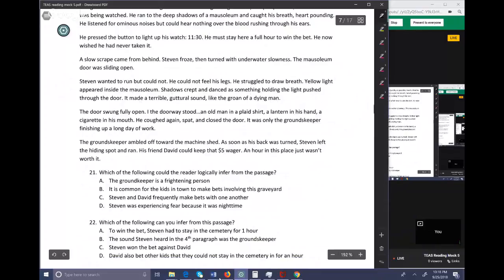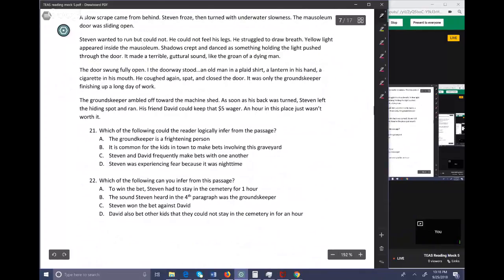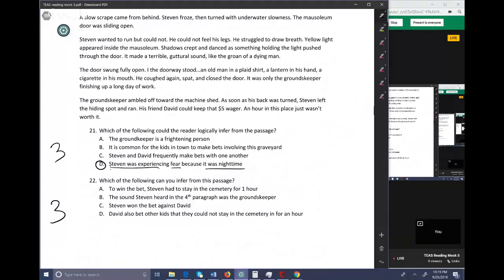Graveyard walk. Most of you have read this in class, so I'll fly through these questions. These are different questions. These are the questions I most recently saw. Which of the following could the reader logically infer from the passage? Always depends on the answers, what you can infer. The reason that Stephen experienced fear was because it was nighttime, and we get that from the fact that he goes through that cemetery every day. And this time he's really freaked out, and that's because it's dark out, and normally it's not. So that's because it's nighttime.